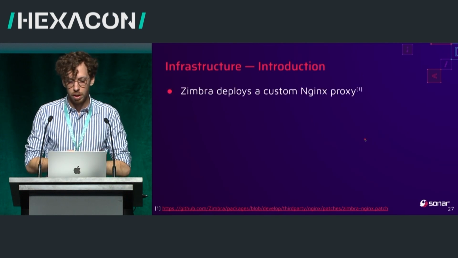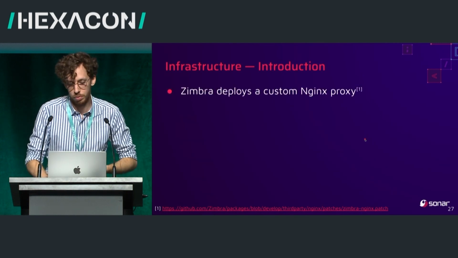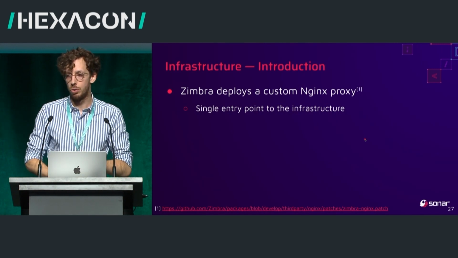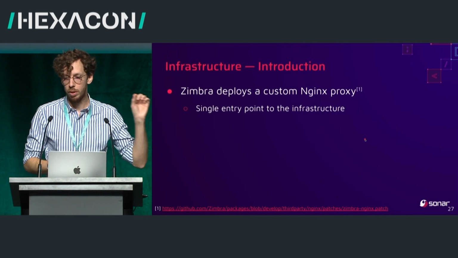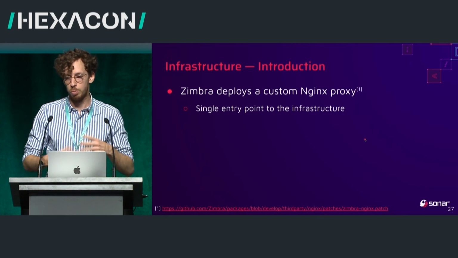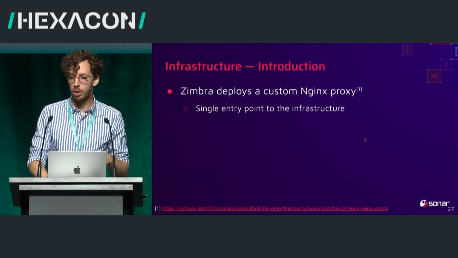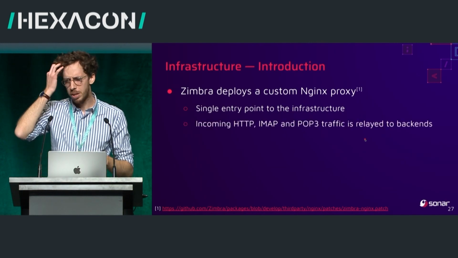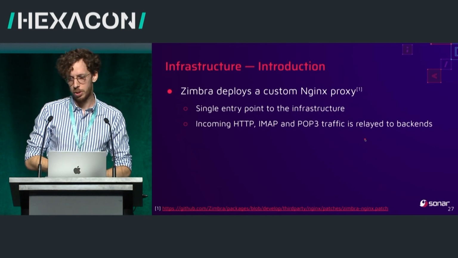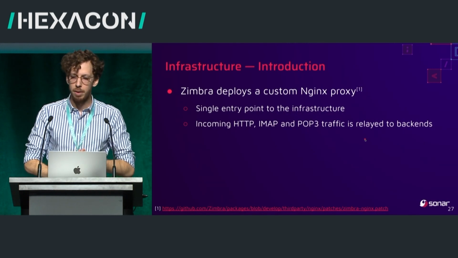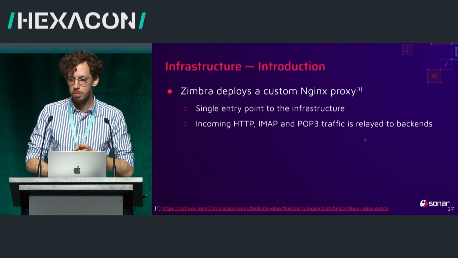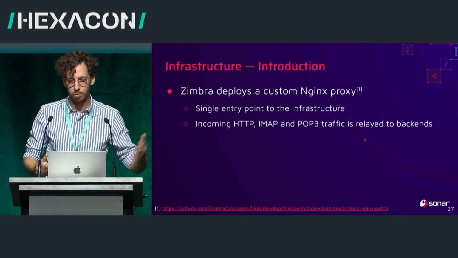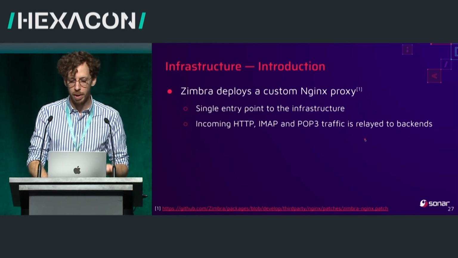Zimbra, like we said, it's enterprise stuff, so you may need to provide a single entry point to the infrastructure and do everything you want in the back, but you have only one service listening on the public network. So to that end, they deploy a custom Nginx proxy. It's a single patch file because it's GPL and stuff. It's horrible to read, but it exists. And they proxy every incoming HTTP, IMAP, and POP3 traffic. It's not only HTTP, it's really mail traffic. It's proxied through this Nginx, and it's relayed to backends.